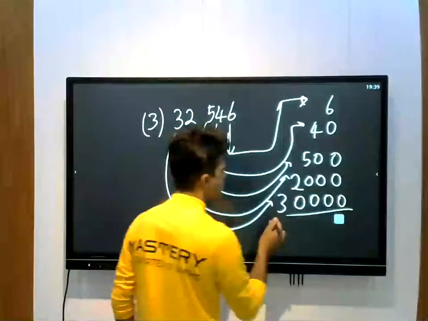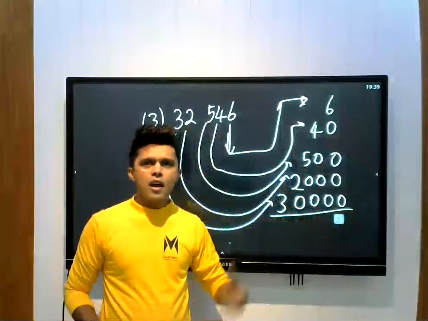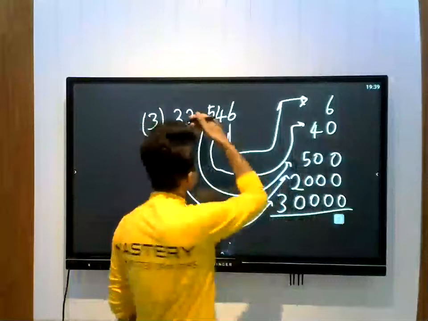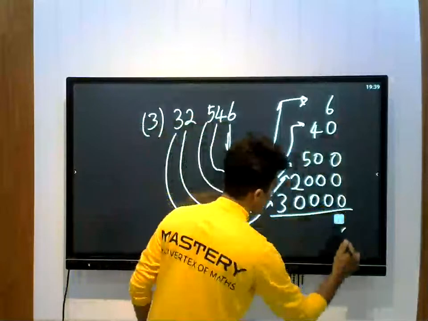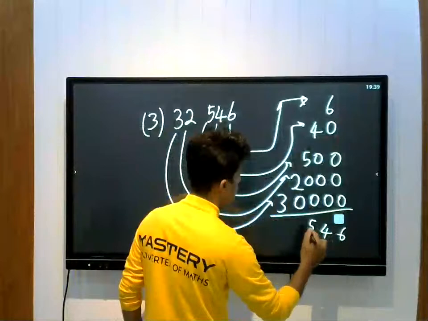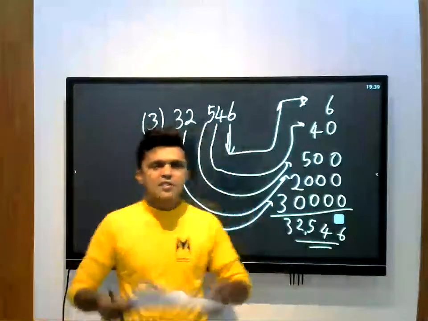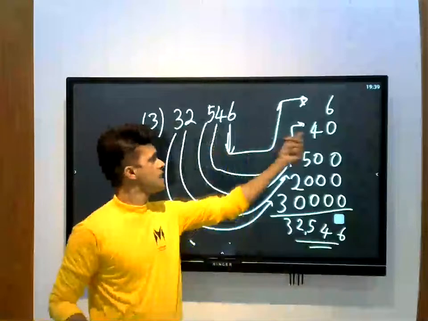30,000. Now, when you add these values, again you are able to get the previous value, which means 6. Then you add 4, 5, 2, 3. So 32,546. The value represented by 6 is 6.